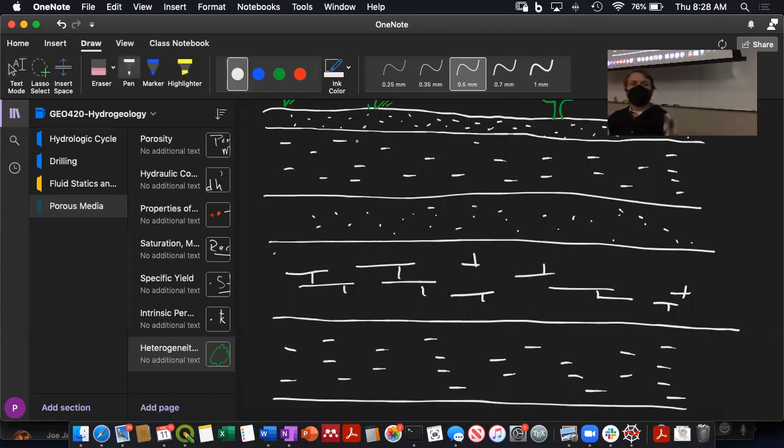Now, if we were to come here and take a core of the shale, and go measure the hydraulic conductivity, we take this shale, we measure the hydraulic conductivity in the lab, and we get some hydraulic conductivity, K shale, right? And then we come down here and we measure it in the sandstone, and we get K sandstone. And we could come down here and measure it in the limestone. We get K limestone. And then we come down here, we measure it in this shale, and we get K shale 2.